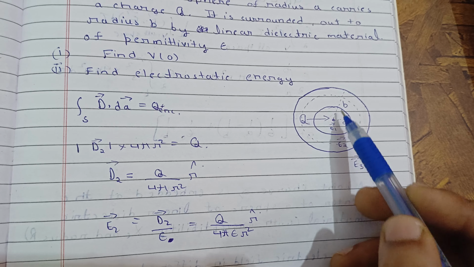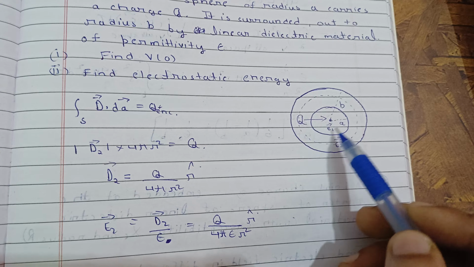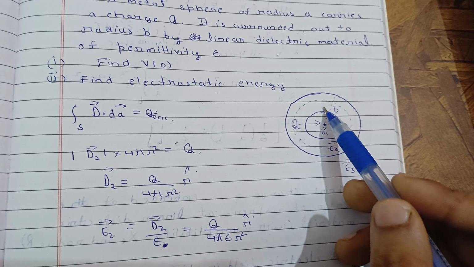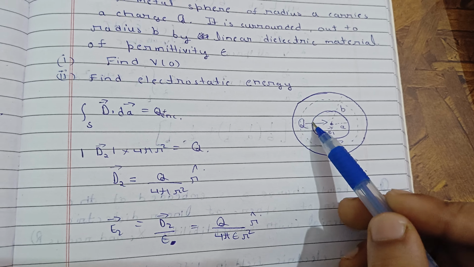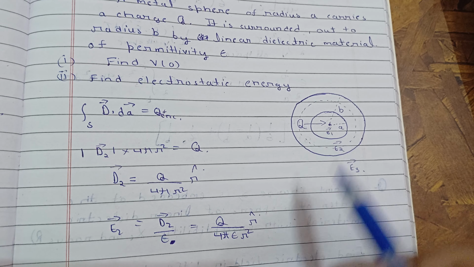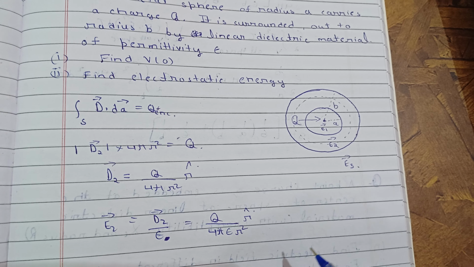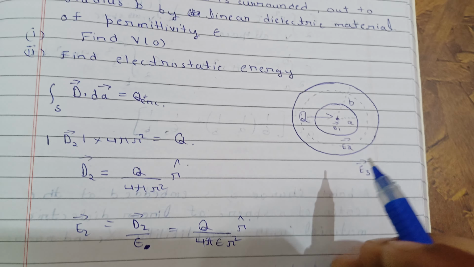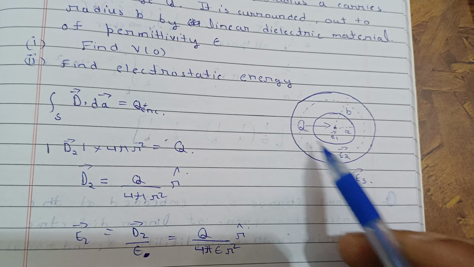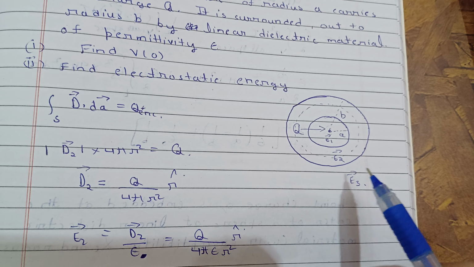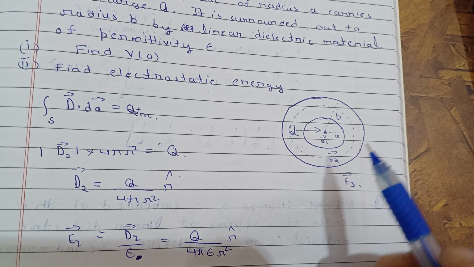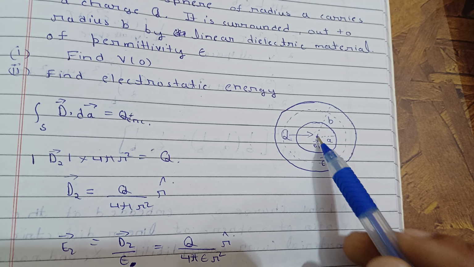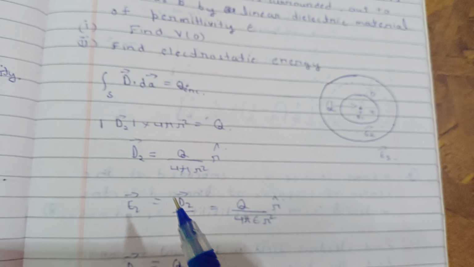In the first region, this is a conductor, so the electric field will be 0 inside, and the total charge q is not inside, because it lies on the surface of the sphere. So E1 will be 0. Now E3 is not 0, because there is total charge inside, that is capital Q, and you can find this using Gauss law. The dielectric total bound charge will be 0, so the total electric field will be due to this q charge only. So let's see how we can find it.